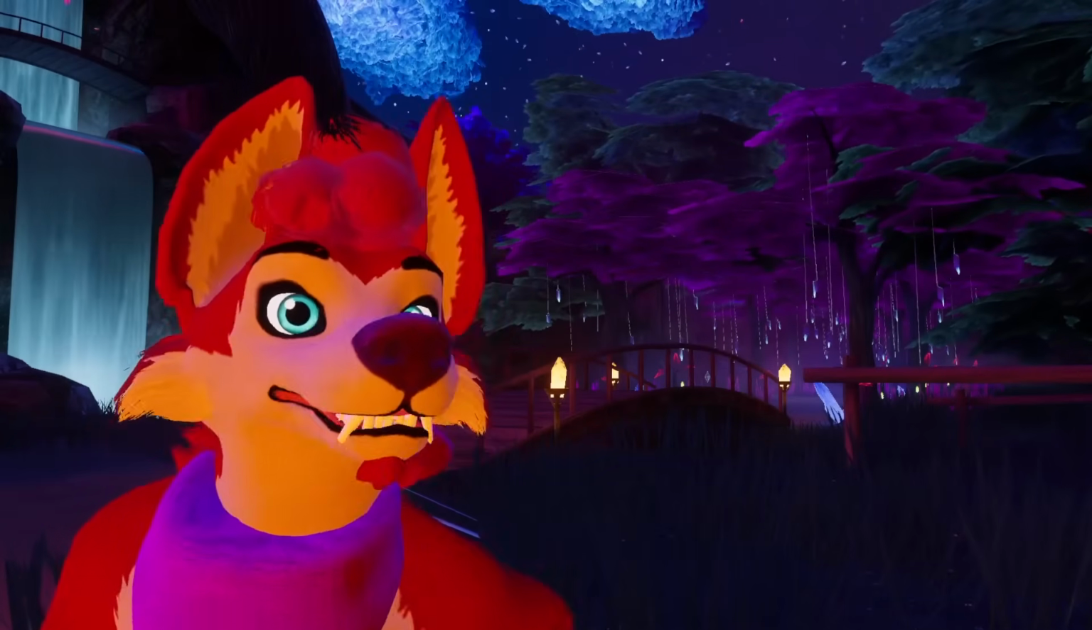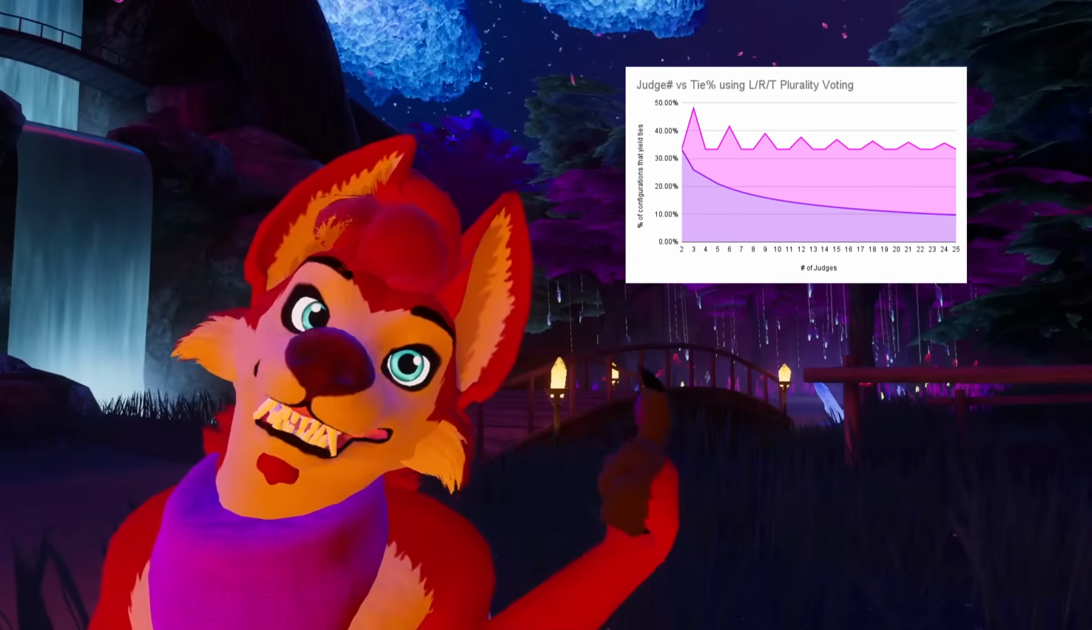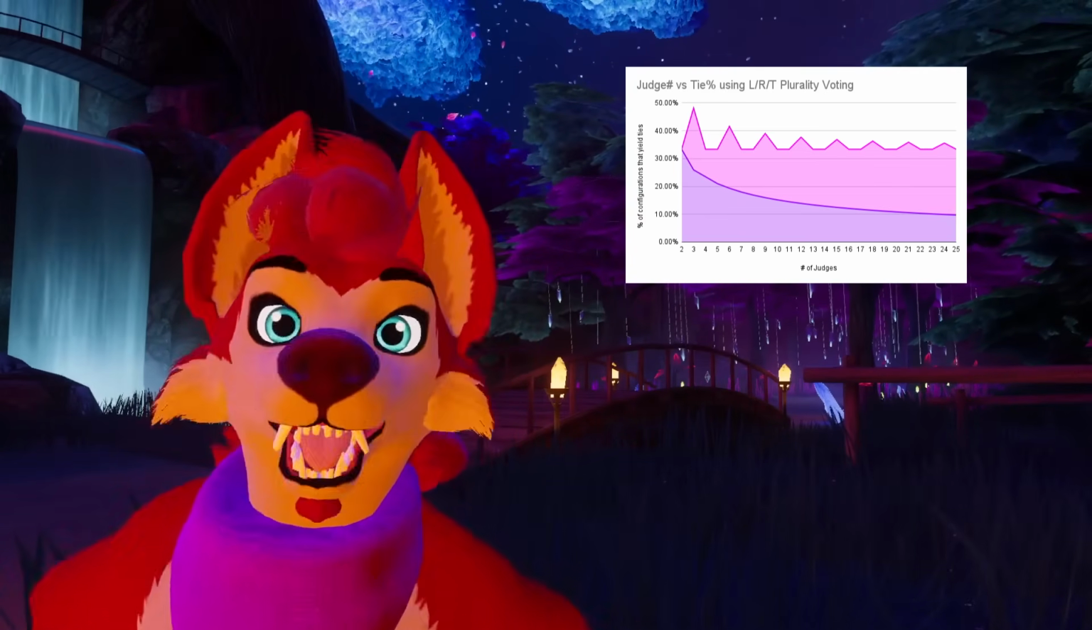Oh, and one last thing. Notice how on this graph, the tie percent for 4 judges is still less than the tie percent for 3 judges. Yep, it's still valid to have 4 judges.